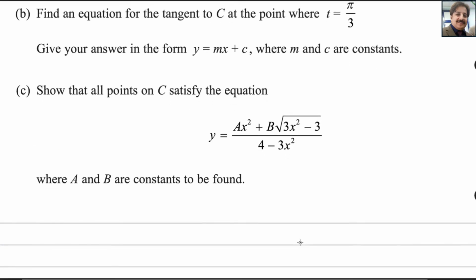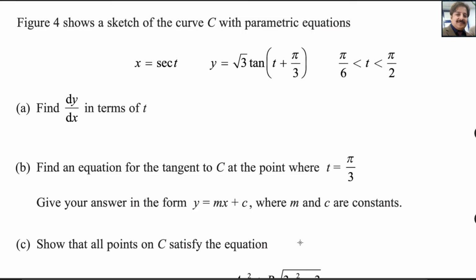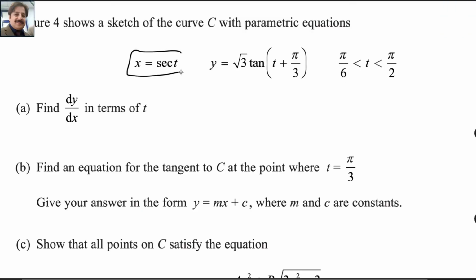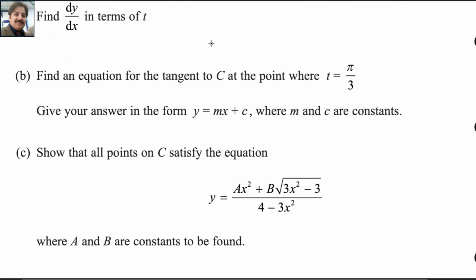Part C. Show that all points on C satisfy the equation y equals a x square plus b root 3, times x square minus 3 under square root, divided by 4 minus 3x square, where a and b are constants to be found. We have two parametric equations, and we will get our result from these two equations. This is called converting parametric equations to a Cartesian equation.